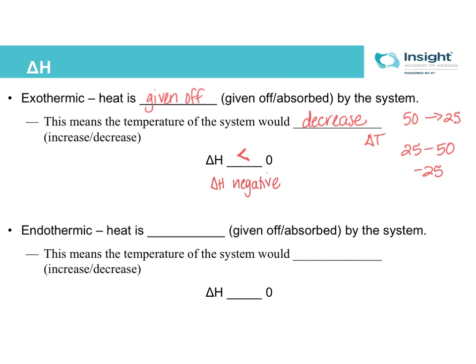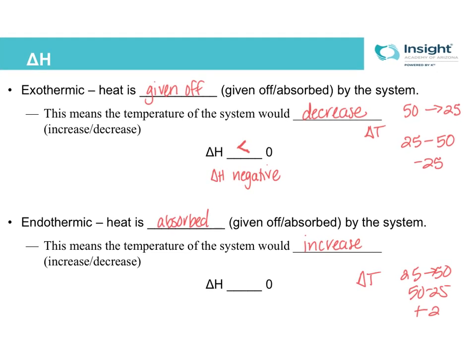Endothermic, on the other hand, is the exact opposite. All right? So endo kind of sounds like in. Heat is absorbed by the system, which means as it takes that heat in, the temperature is going to increase. All right? So that's where our delta T, we're going from 25 to 50. All right, so 50 minus 25 is positive 25, which means our delta H will be positive, or greater than 0. All right, this is a really, really important relationship to write down. Exothermic, you get a negative delta H.